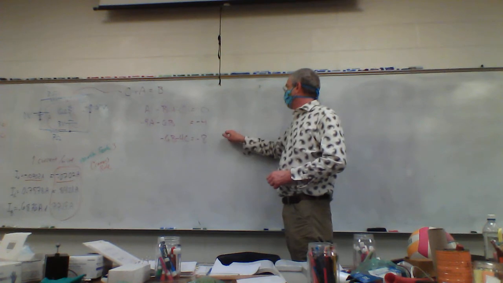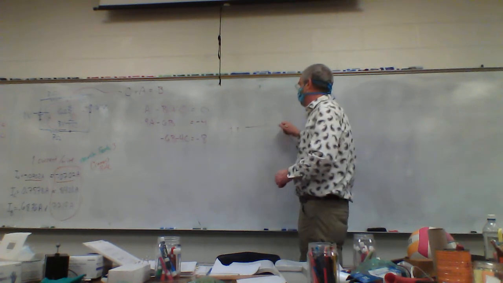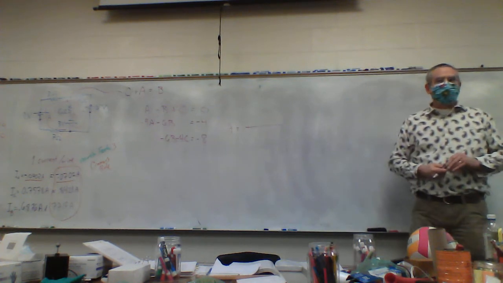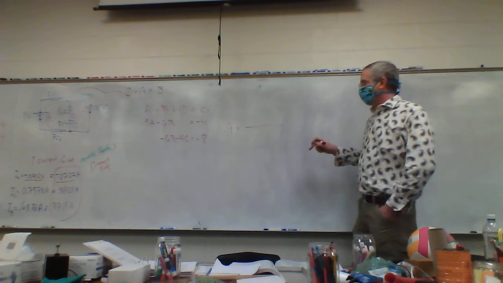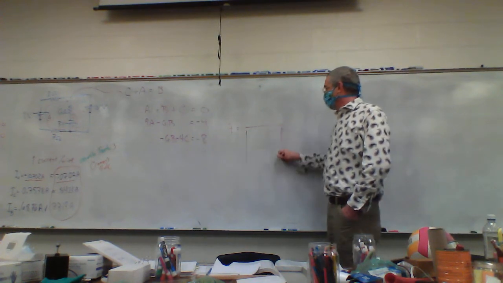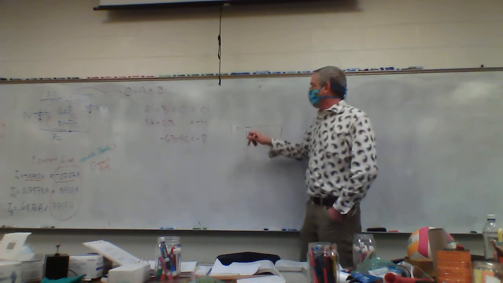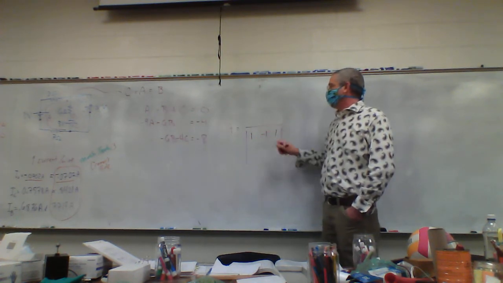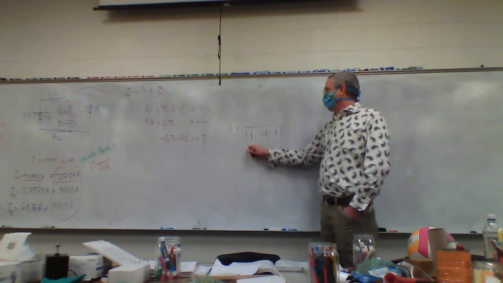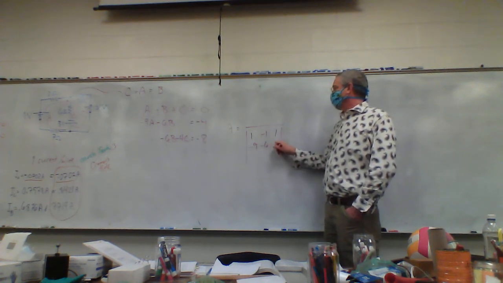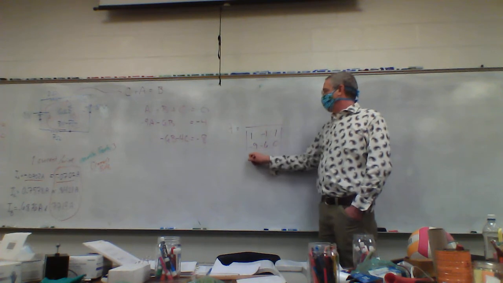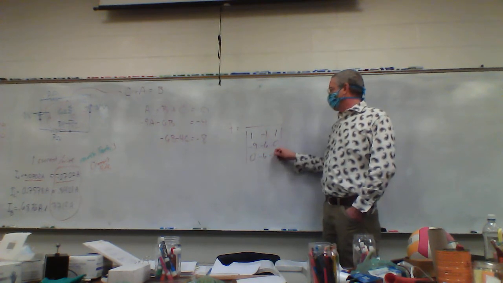So I'm going to set up a fraction for all of them. It's going to be one determinant divided by another. The denominator is the same for all three of them. The determinant for the denominator is just the coefficients of A, B, and C. So my first row is 1, negative 1, 1. Second row, negative 9, negative 6, 0. And then 0, negative 6, negative 4.